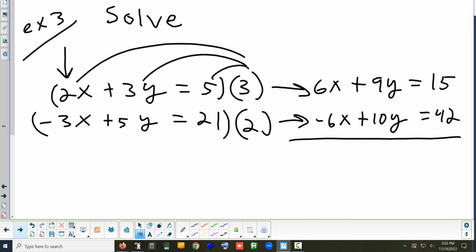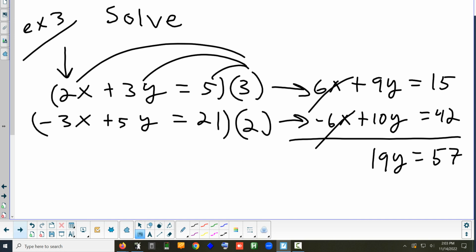You've got to make sure your x's are in a column and your y's are in a column. But they already were here. Okay. Ryan, what's 6x and negative 6x? 0x. That's gone. Now add the next column. What's 9y and 10y? 19y. And positive 15 and positive 42. 57. Yep.